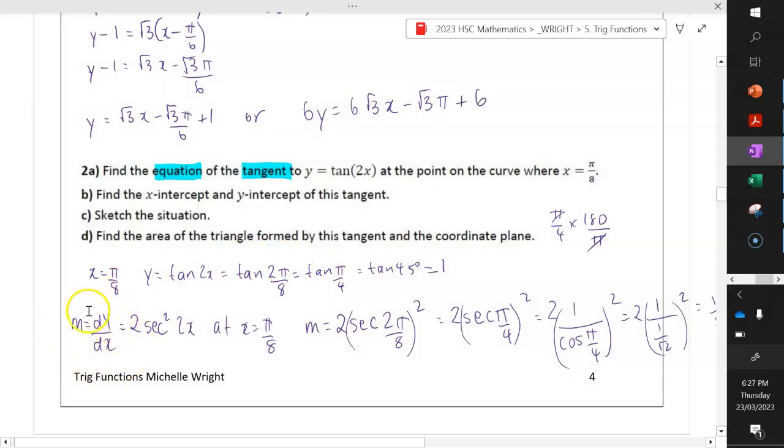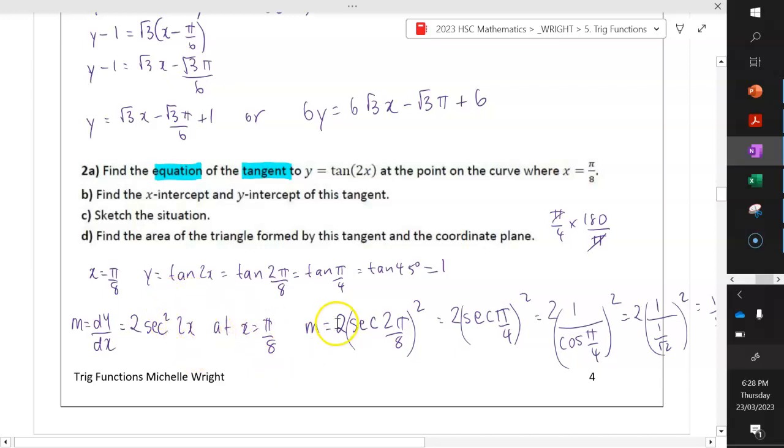M is our first derivative, and it's taking the derivative of our y equals tan 2x. So we differentiate that function, which is 2. The 2 comes out the front, the tan becomes sec squared, and we've got 2x. So the 2 comes out the front, the tan has become sec squared, and our 2x stays there. It's at the point pi over 8, so we pop that pi over 8 in where that x is.